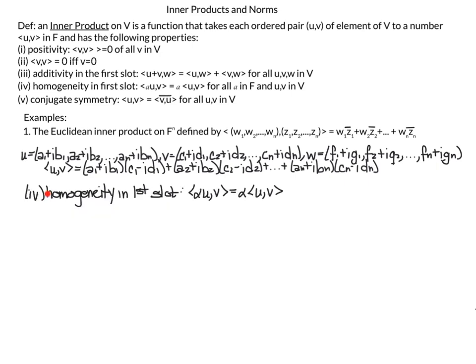The next property we would like to prove is homogeneity in the first slot. That is, the inner product of a scalar alpha times u with v is equal to the scalar alpha times the inner product of u with v.